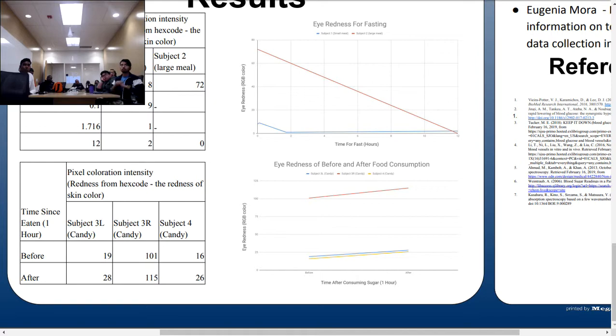And while there's a significant increase in eye redness on this graph, on our pictures there wasn't really much of a difference, and it's mainly based on the patient's lifestyle. So the patients may be physically active and doing strenuous activities that have their body basically digest sugar faster than others.